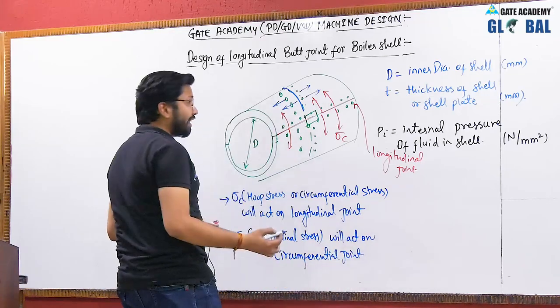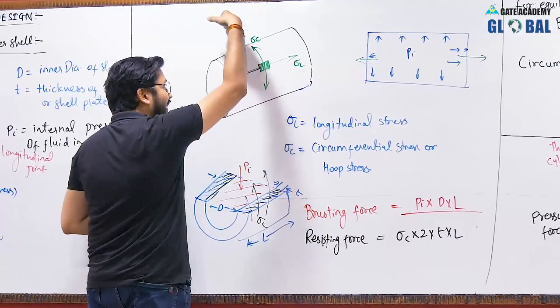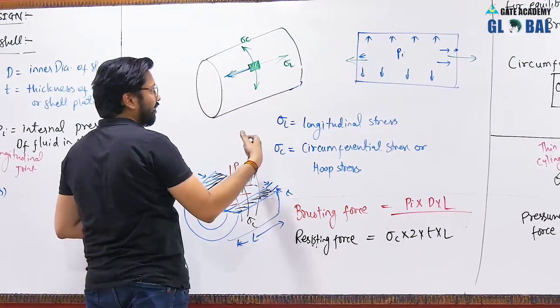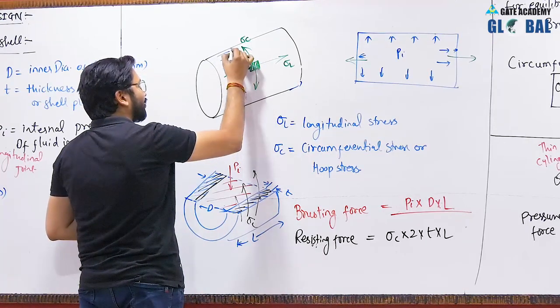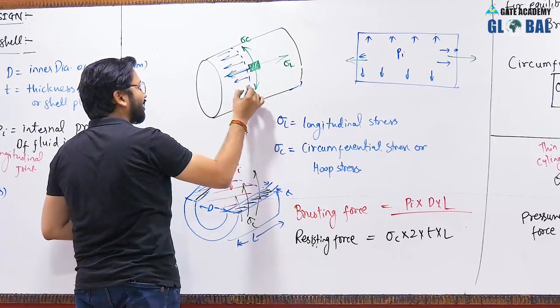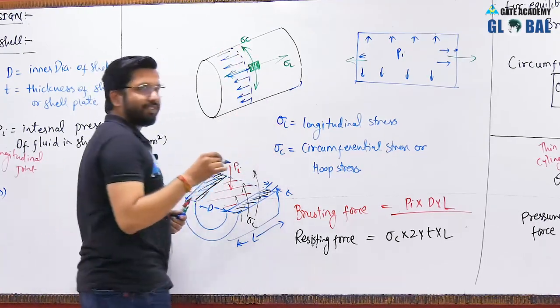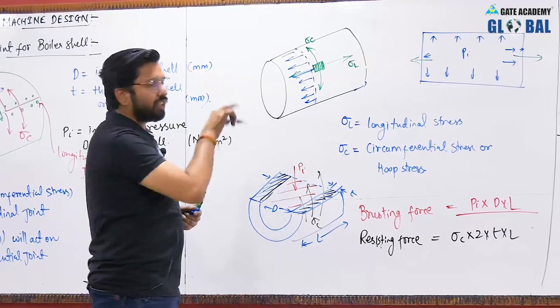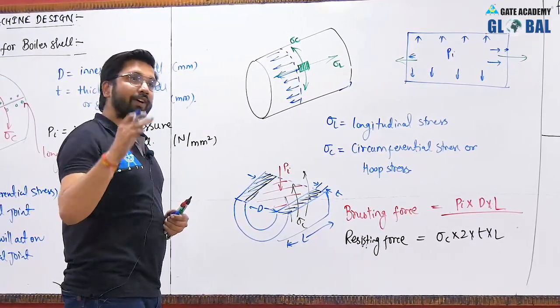And this is very clear from the direction of stresses, as this stress is acting on the cross section plane. That means if you want to draw stresses at every location, you will see these stresses are acting on the circumference. The sigma l will be acting on a circumference. So hence the circumferential joint will be subjected to longitudinal stress. Remember, never ever forget.